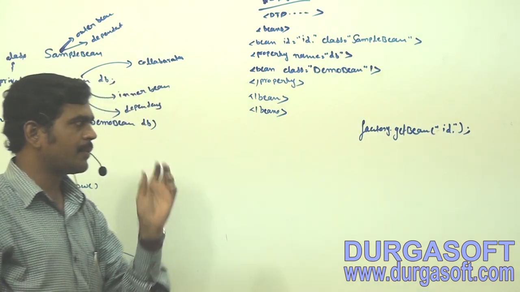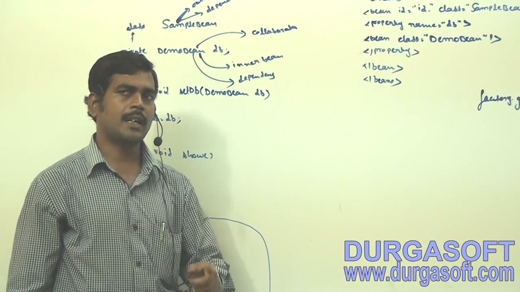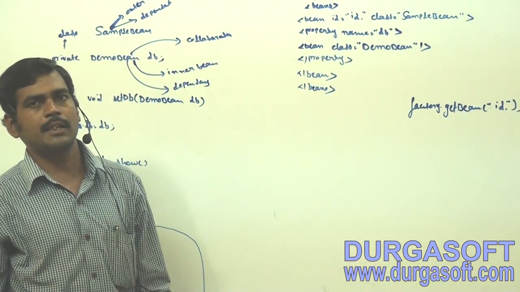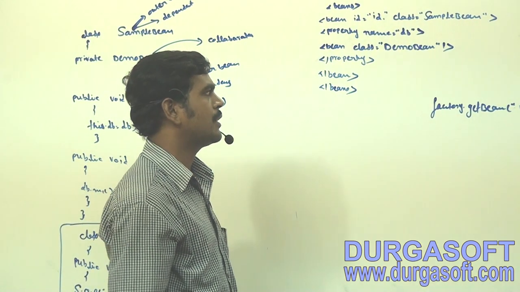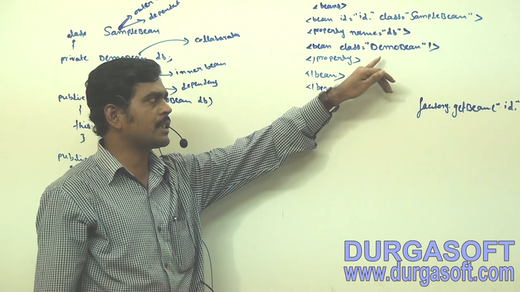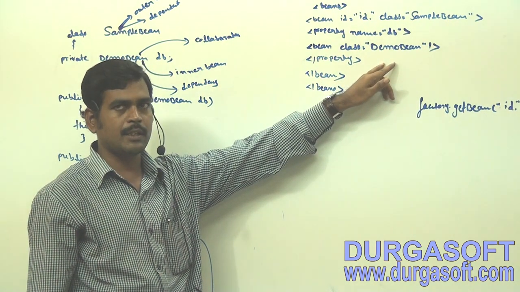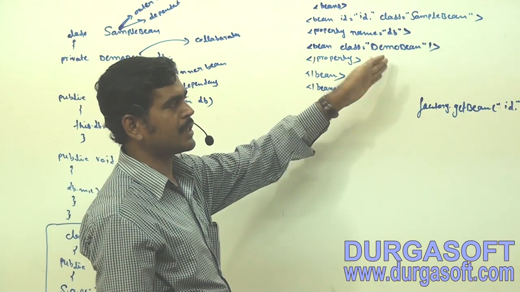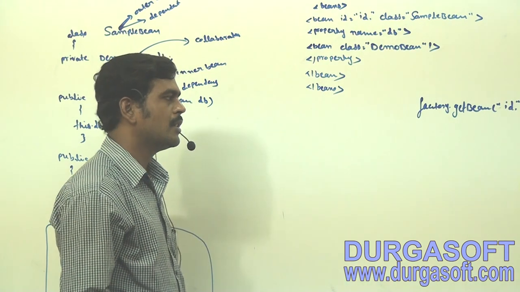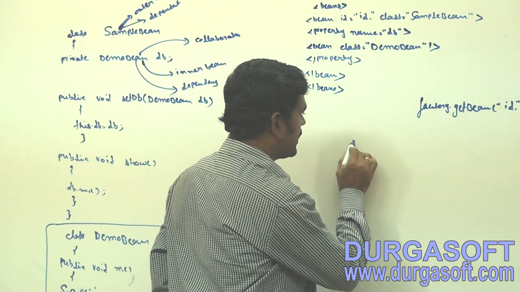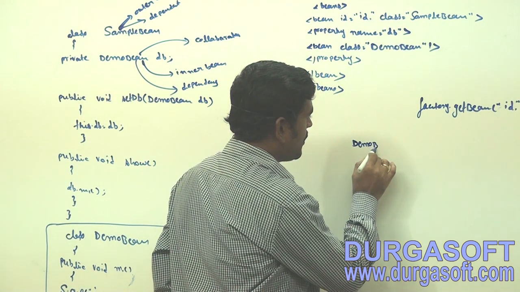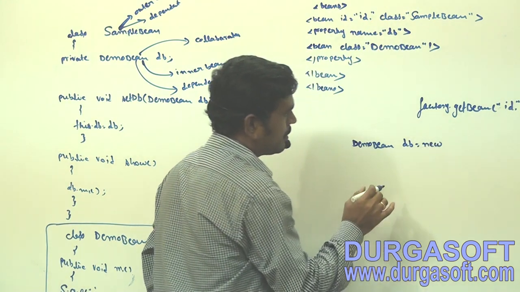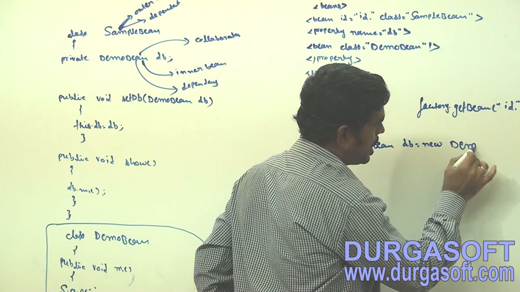Whenever we make the request factory.getBean of id1, first the container is going to create the demo bean object. Why? Because the container always gives preference to creating the inner bean first, and then next to the outer bean. So first it is going to create the inner bean like this: DemoBean db = new DemoBean.